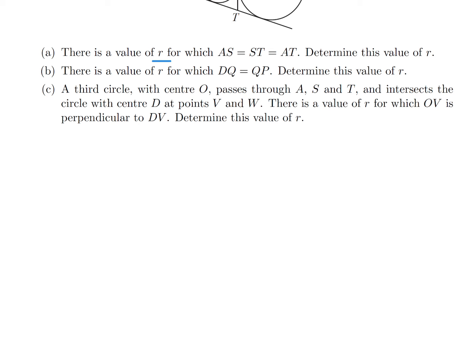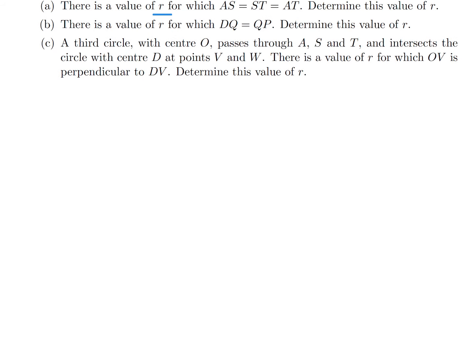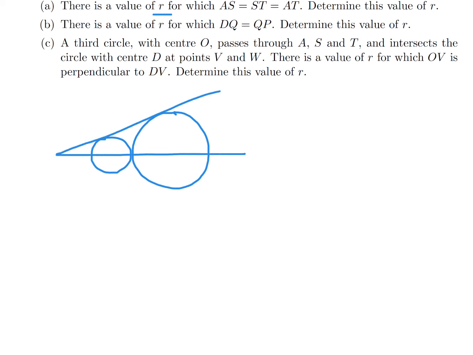Part B, there's a value of R for which DQ is equal to QP. Determine the value of R. So again, let me attempt to draw that diagram again. So let's see here. Okay, and now we've got to draw. That's pretty decent right there. Okay, so let's label this as best as we can.